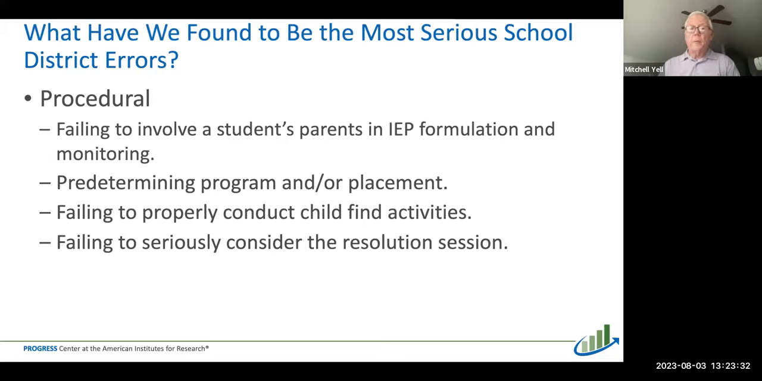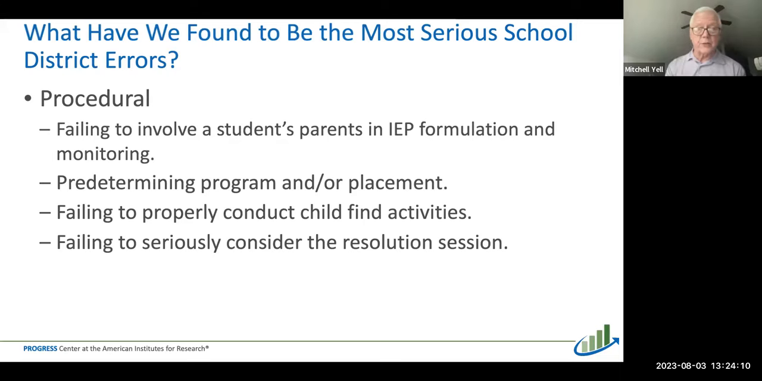And fourth, one that has really been coming up a lot lately in cases I've done is failing to seriously consider the resolution session. In 2004, there was a step put between mediation and the due process hearing called the resolution session, and it involves the last attempt to meet and make an agreement on a child's program before going to due process, and failing to do that is a very serious procedural error.